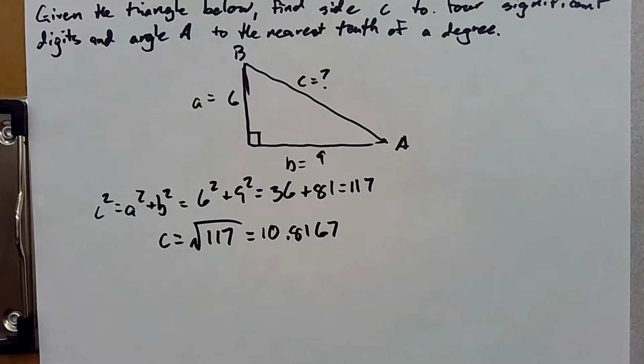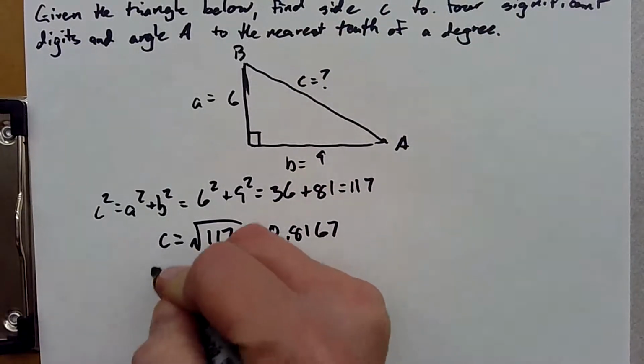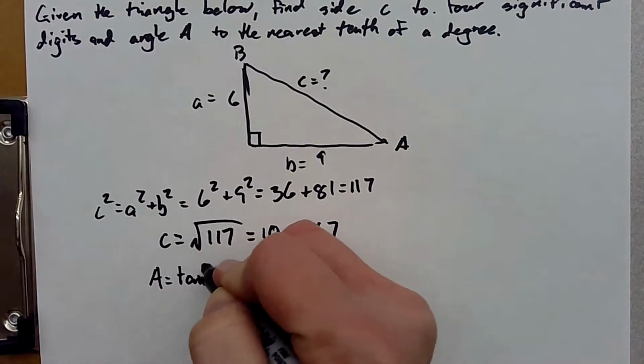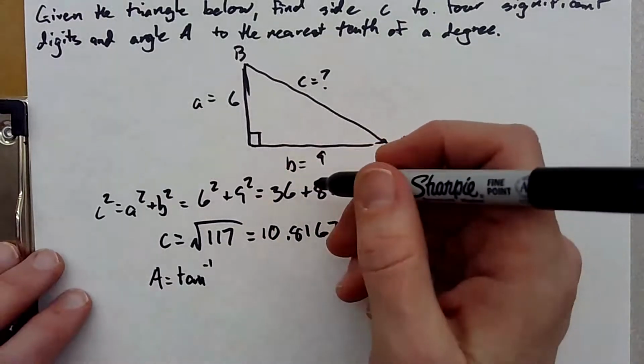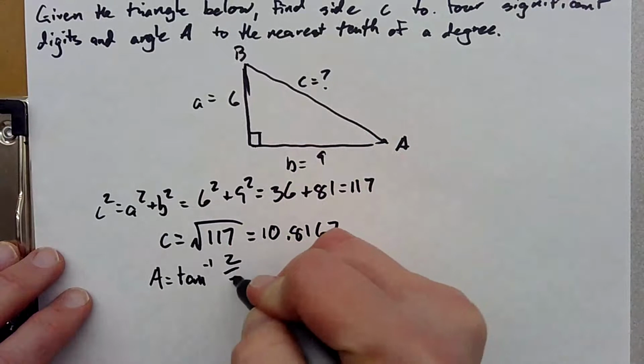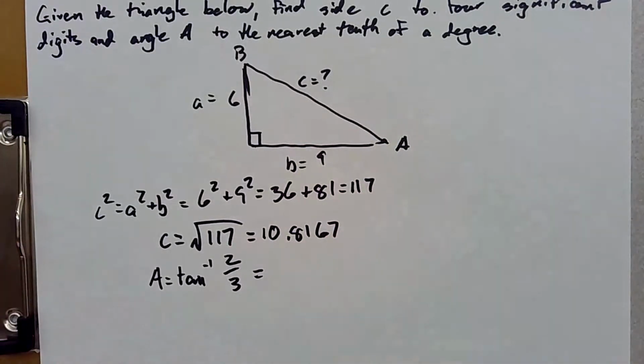Then to find A to the nearest tenth of a degree, it's best to use the numbers that we know exactly. And we know A and B exactly. So we can use the inverse tangent. A equals tan inverse of 6 over 9. Well, 6 is 3 times 2, 9 is 3 times 3, so this is tan inverse of 2/3. And that gives us 33.7 degrees.